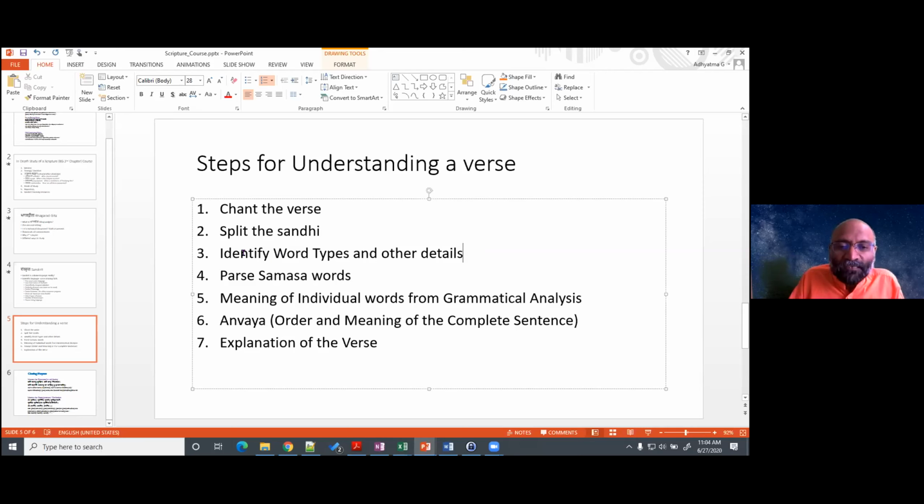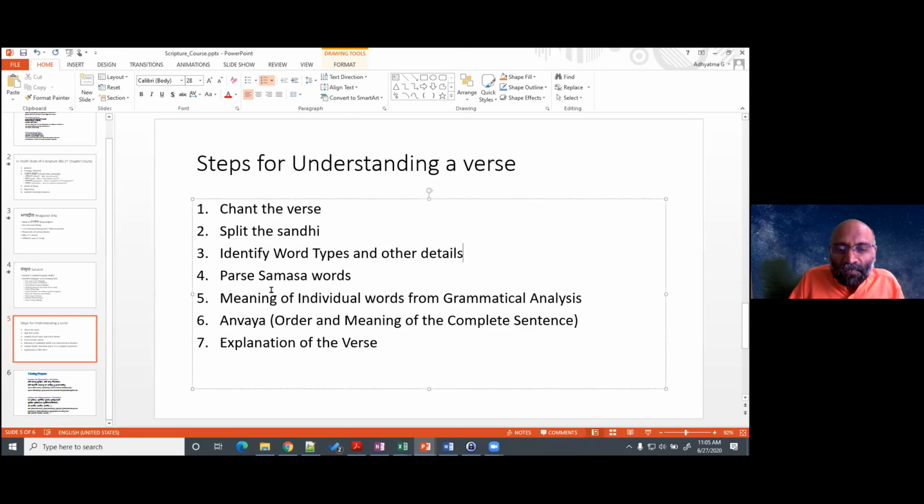Next step is identifying the word types and other details. If you remember, Sanskrit with all its complexity and flexibility, all the words can be essentially categorized into 3 word types: nominals, which is noun, pronoun, and adjectives; verb; and indeclinable.